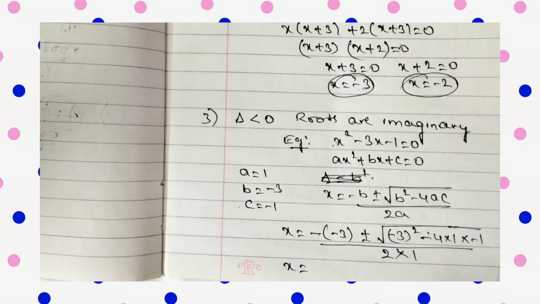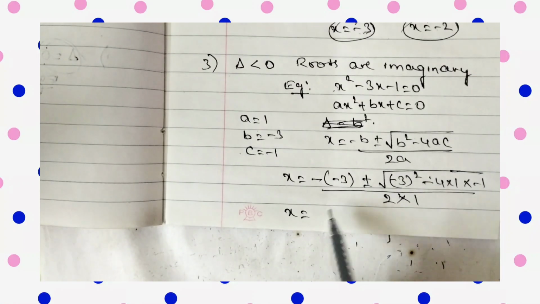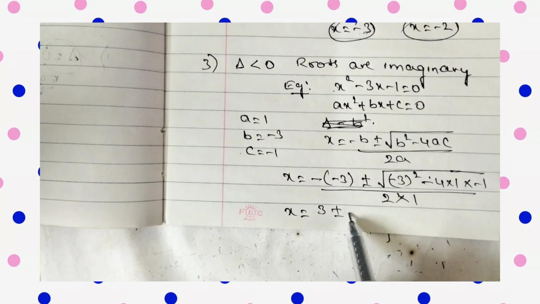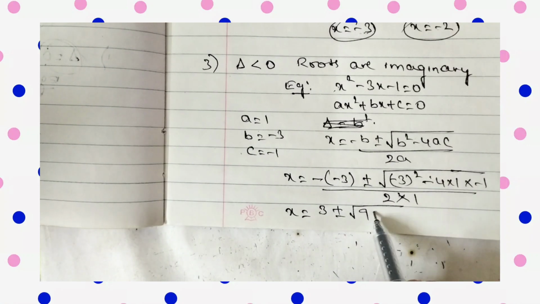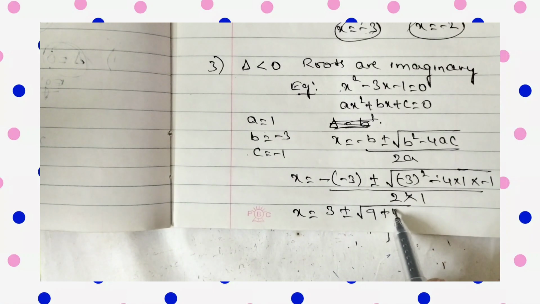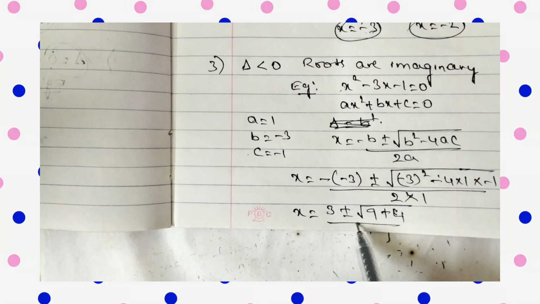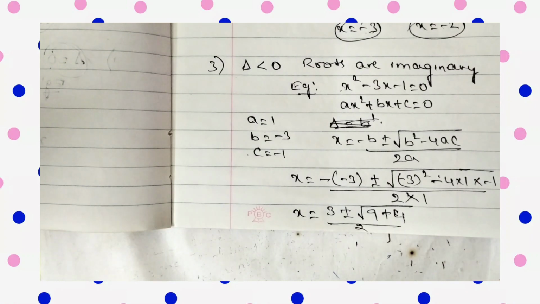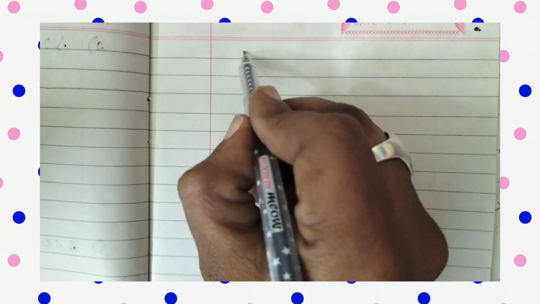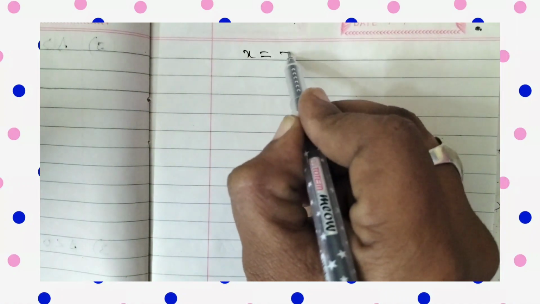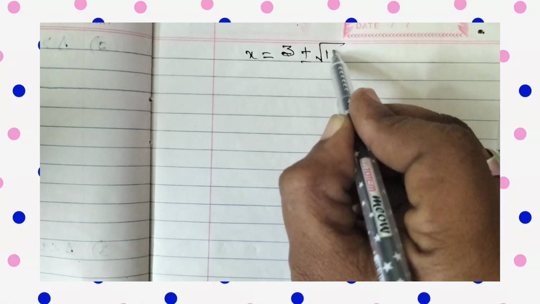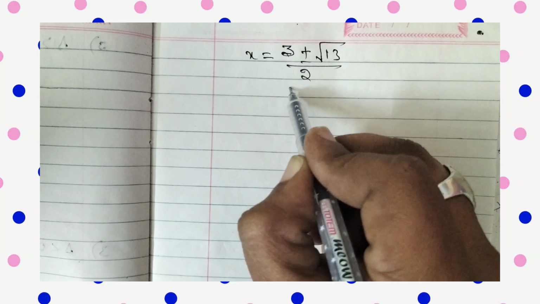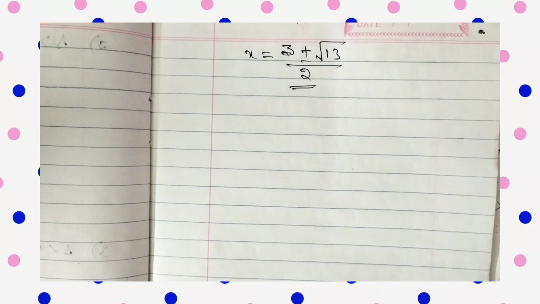So x is equal to, so what is minus into minus? 3 plus or minus square root of minus 3 whole square is 9. Minus into minus is plus. 4 ones is 4 divided by 2 ones is 2. So now if I simplify this one, we will get x is equal to 3 plus or minus square root of 13 divided by 2. So this is an imaginary root.